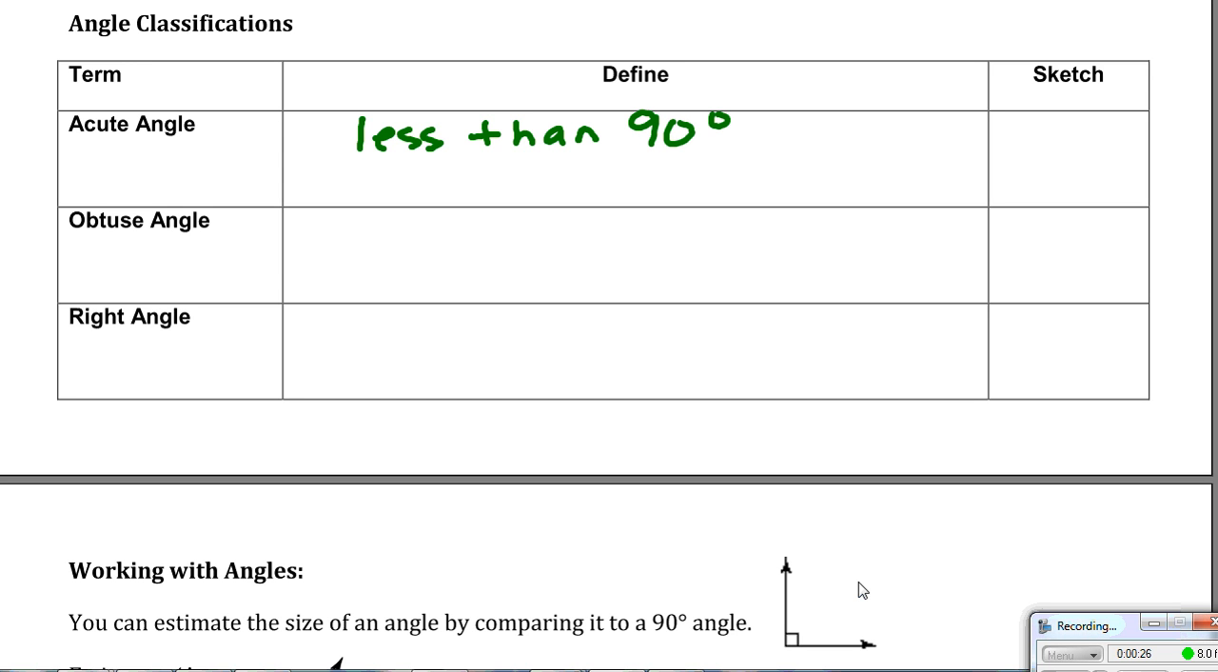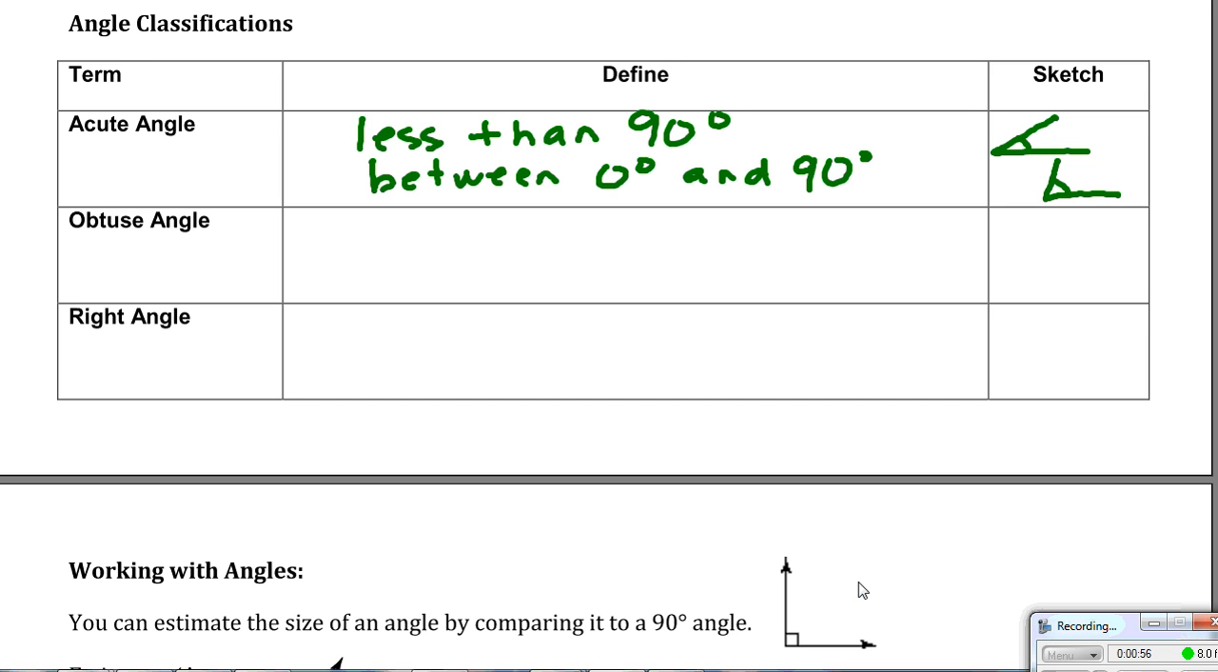than 90 degrees. So anything between 0 and 90 degrees. Okay, so if this was 90 degrees, anything that is less than that, so maybe it could be an angle like this, or it could be an angle like that. Okay, anything that's less than 90.